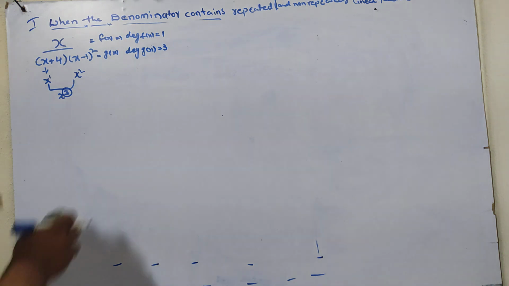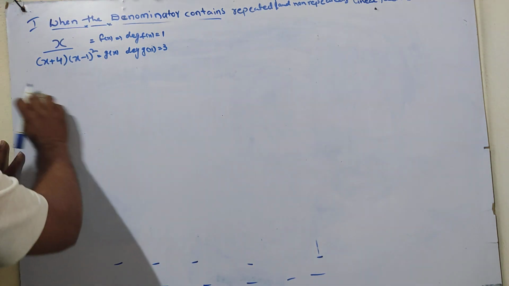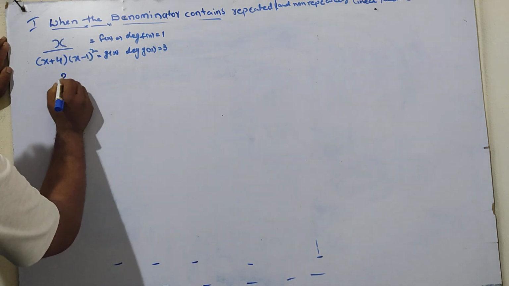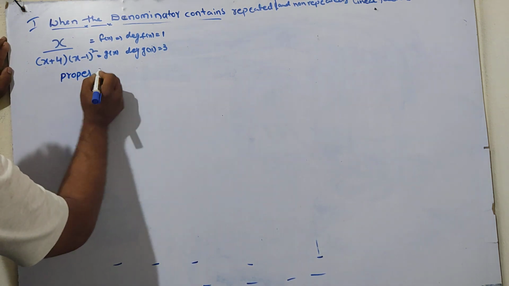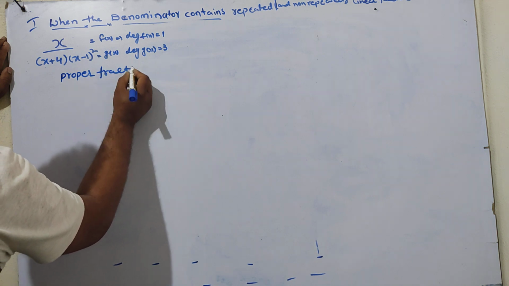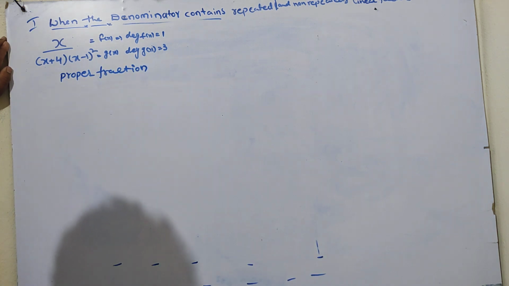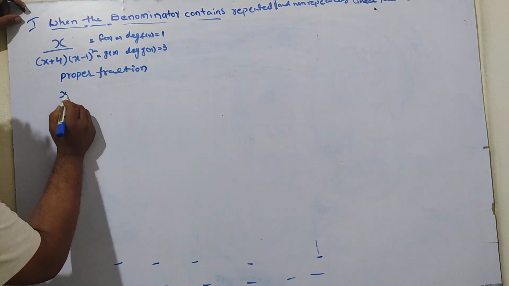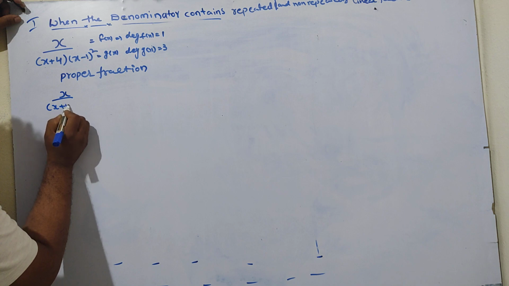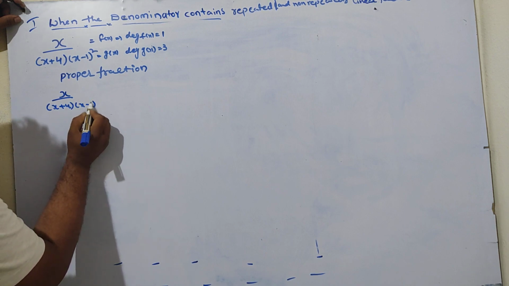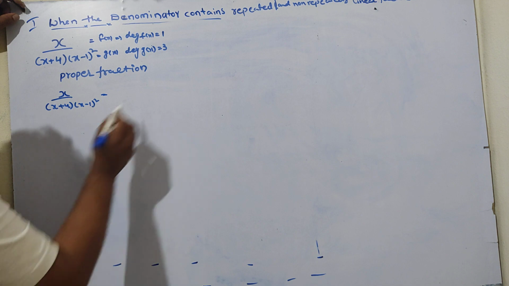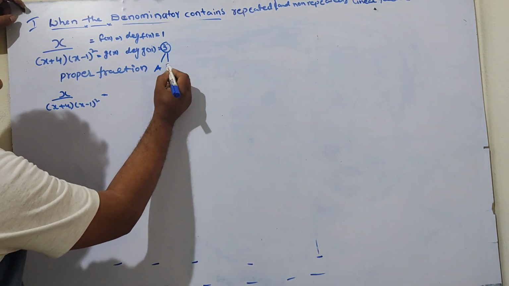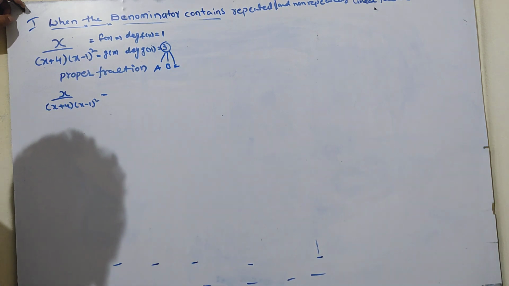So the given question is a proper fraction. Now we have to convert it into partial fractions. That is equal to x by (x plus 4)(x minus 1) whole square. The degree is 3 now, so we have to find the three constant values A, B and C.